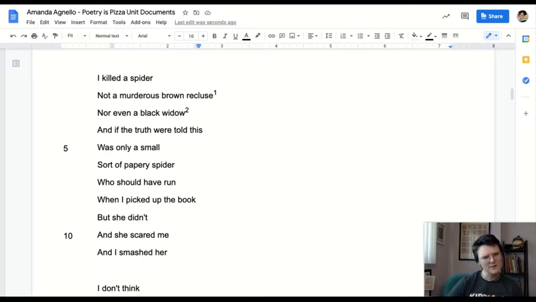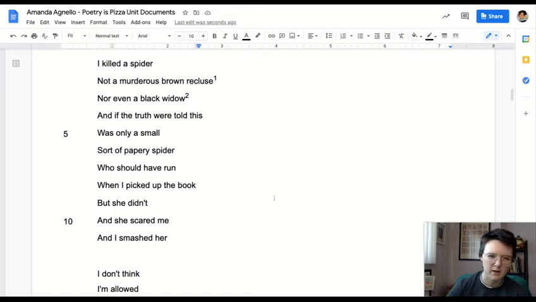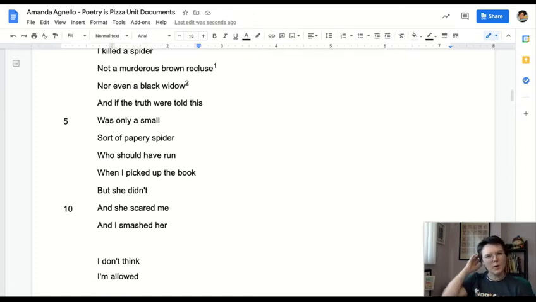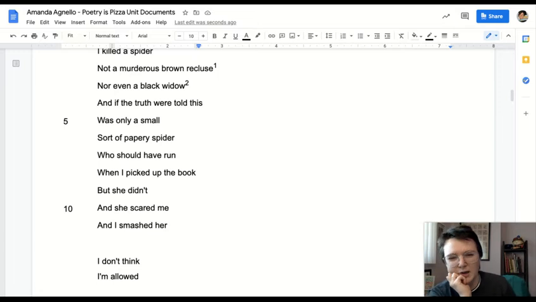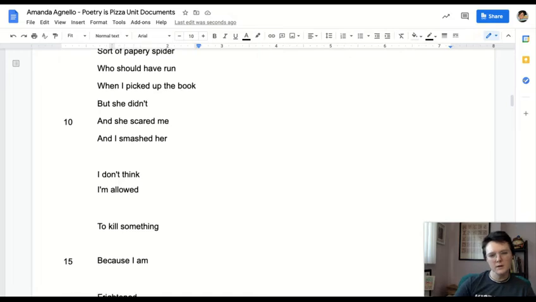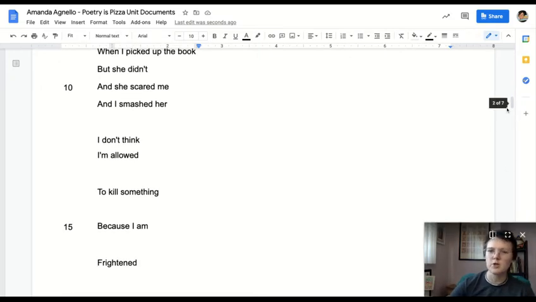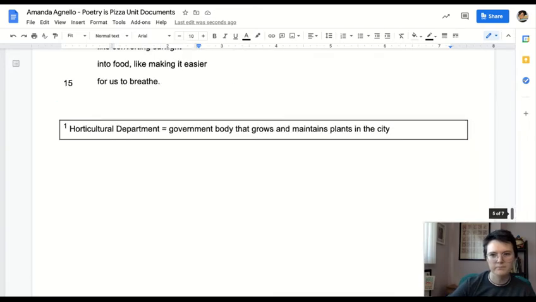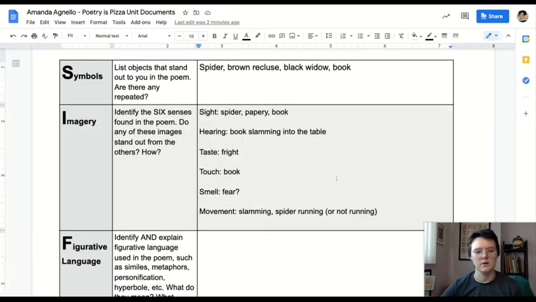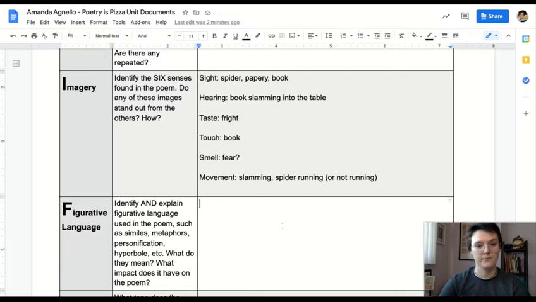This is making the spider almost kind of a person who should have run. Should she have thought about that? I don't know. I feel like she's personifying the spider here. "She scared me." I think I'm going to go with personification. So I'm going to write down the personification. The spider is personified. Or I could write, the poet uses personification to describe the spider.